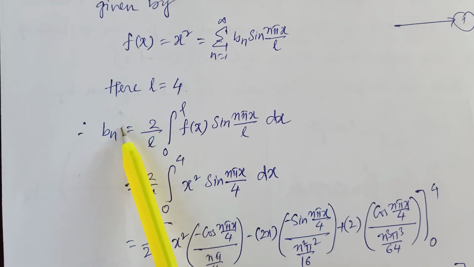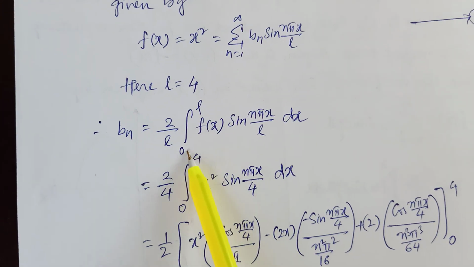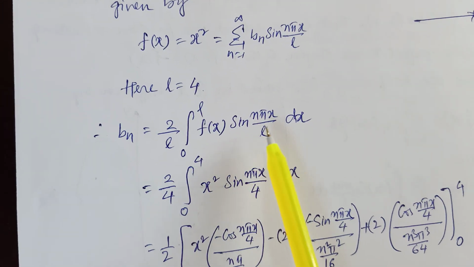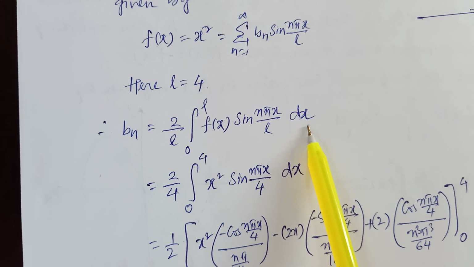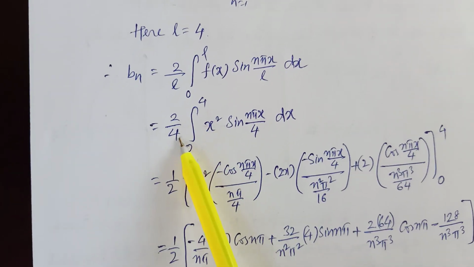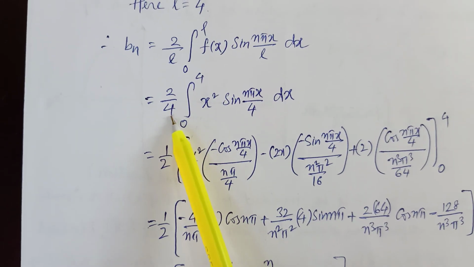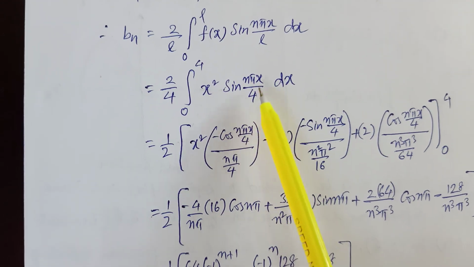2 by L, that is the bn formula. bn is equal to 2 by L integral 0 to L f of x sin n pi x by L dx. Since L is equal to 4, put L is equal to 4 here: 2 by 4, integral 0 to 4, x square sin n pi x by 4 dx.